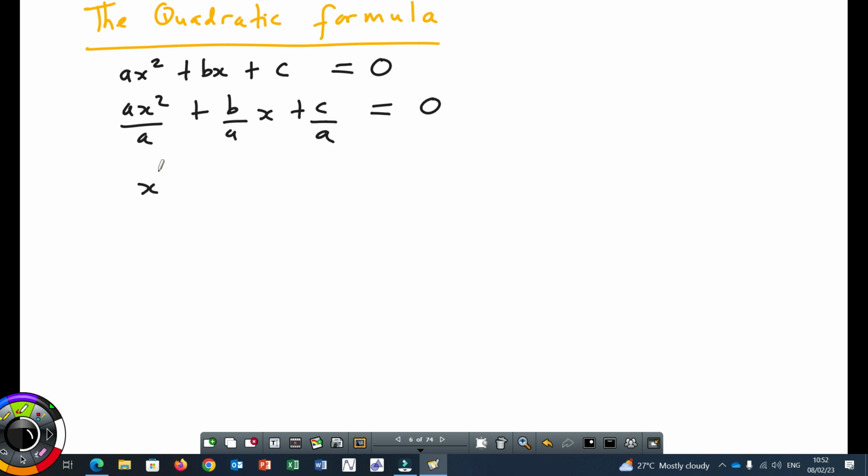So we end up getting x squared plus b over a times x plus c over a. This is equal to 0.